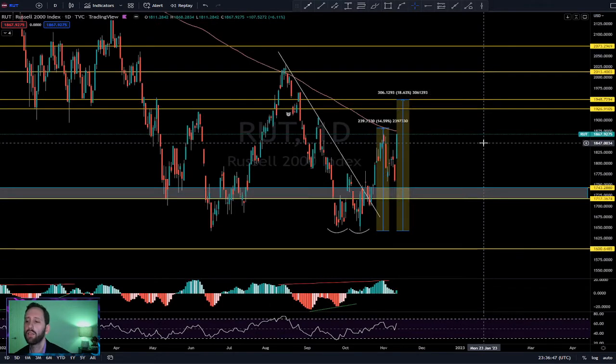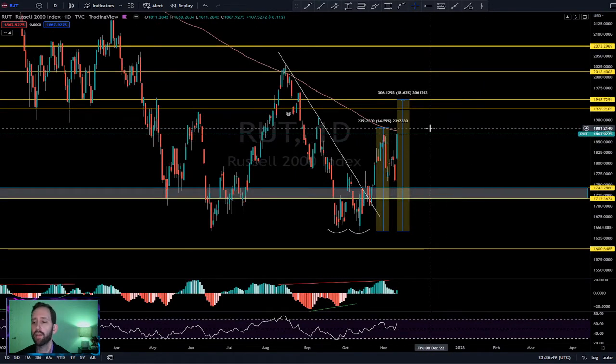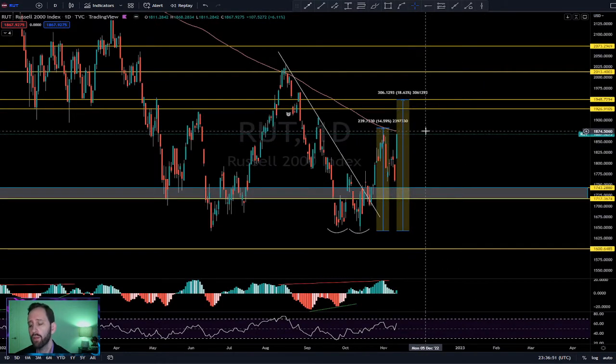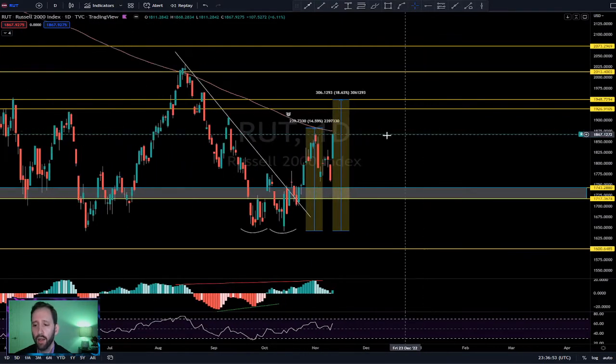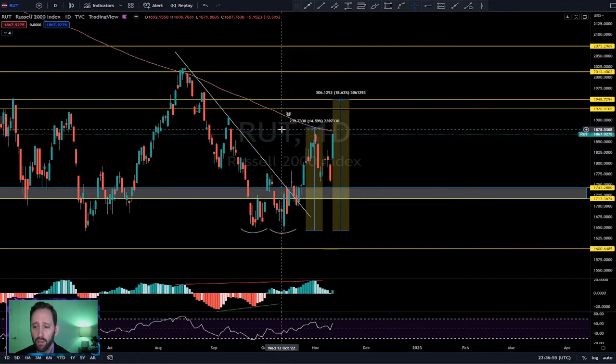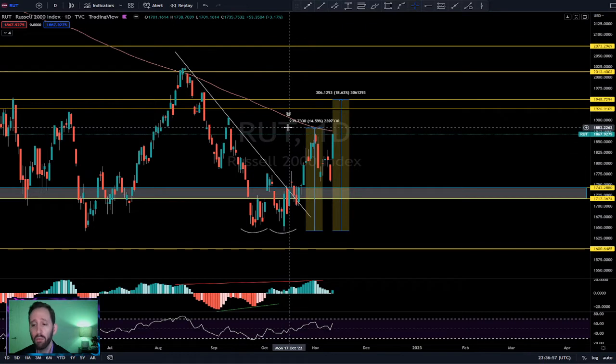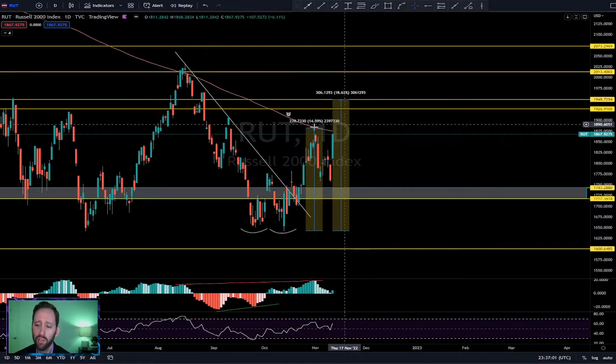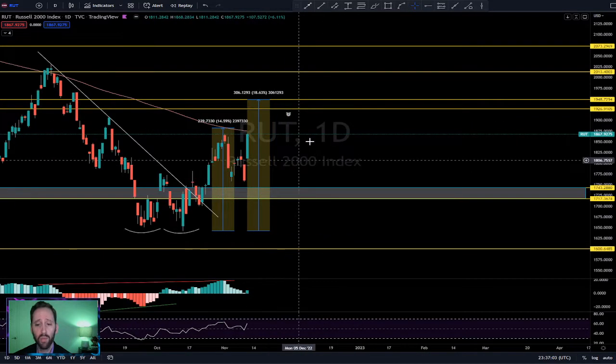Looking at the Russell on the daily, we are headed back to target 1. We're headed back to the 200 simple moving average. I do think you will test it in the next coming day or two, maybe Monday, maybe Friday, but you're definitely going to hit target 1 based on this, if there is follow through from this Japanese reversal candle, right?